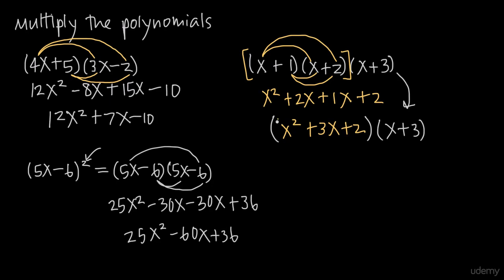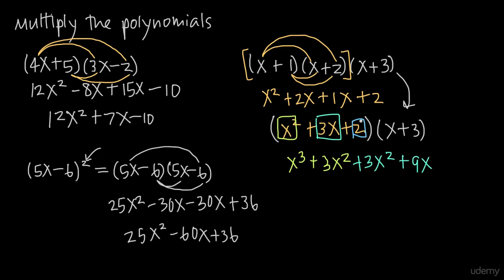Let's start with x squared. We're going to multiply x squared by every value in the other polynomial. So x squared times x gives us x cubed. And then x squared times a positive 3 gives us a 3x squared. Now we're going to multiply positive 3x by every value in the other polynomial. So 3x times x gives us 3x squared. And 3x times 3 gives us 9x. Now we're going to multiply the positive 2 by every value in the other polynomial. So 2 times x gives us positive 2x, and 2 times 3 gives us a positive 6.